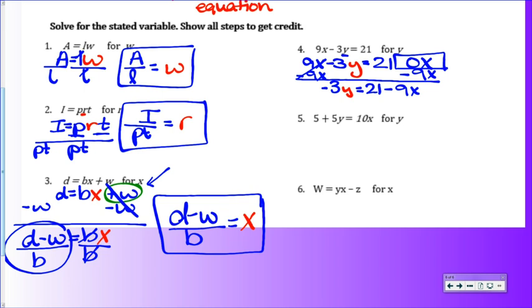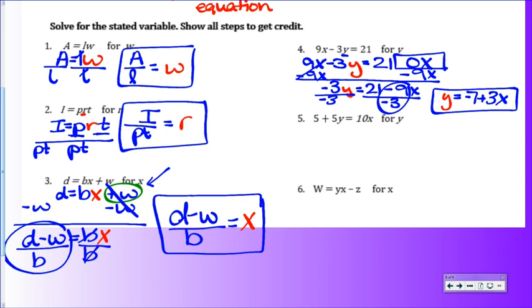And then last, we need to get y by itself, so we're going to divide everything on both sides by negative 3. So here we can simplify because we're dividing by negative 3. So 21 divided by negative 3 is negative 7. And negative 9 divided by negative 3 is positive 3x. So y equals negative 7 plus 3x.